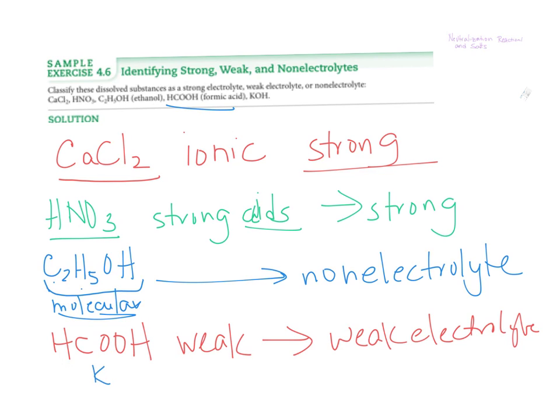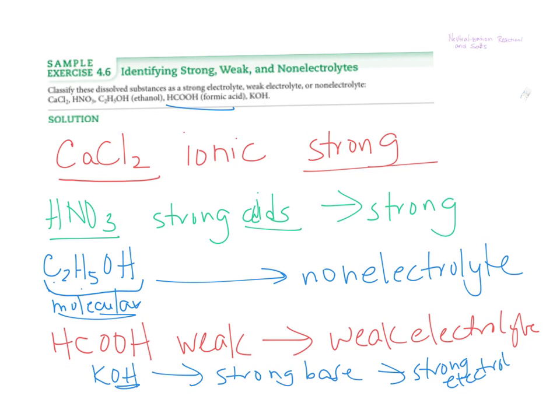And finally, we have KOH. KOH is a base. We see the hydroxide there. And potassium is a group 1 metal. So any hydroxide with a group 1 metal is a strong base. And all strong bases are going to dissociate completely, so this will be a strong electrolyte because all of the ions will have dissociated and be free in the water to carry a charge. So that's how we can apply what we've learned to classifying things as strong or weak or non-electrolytes.